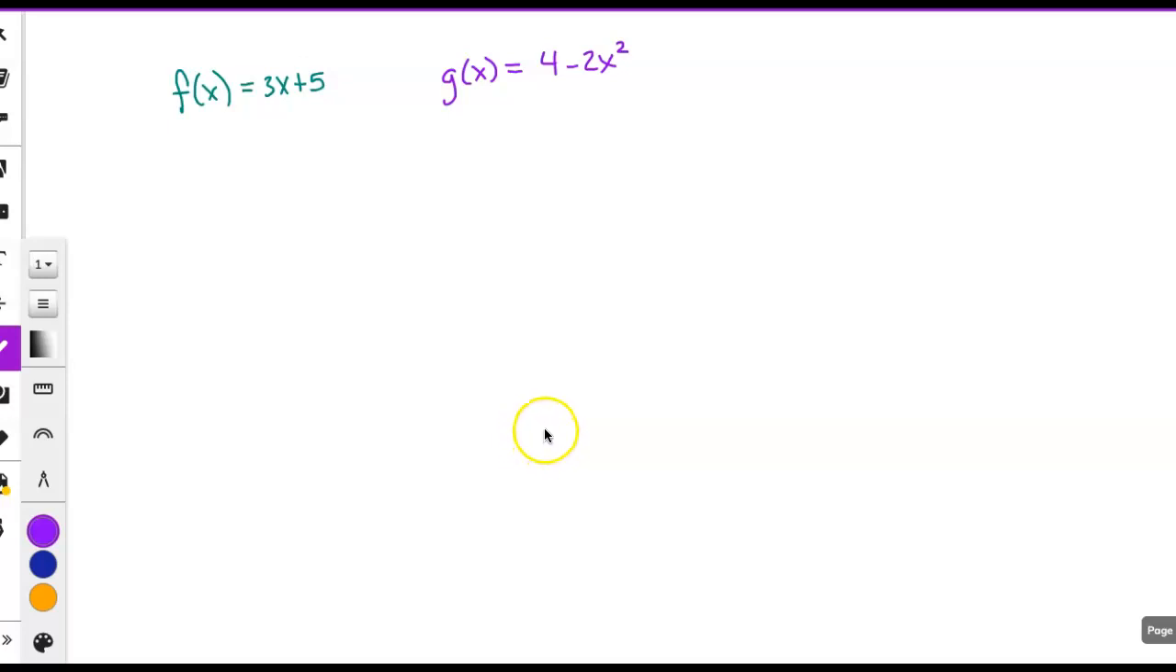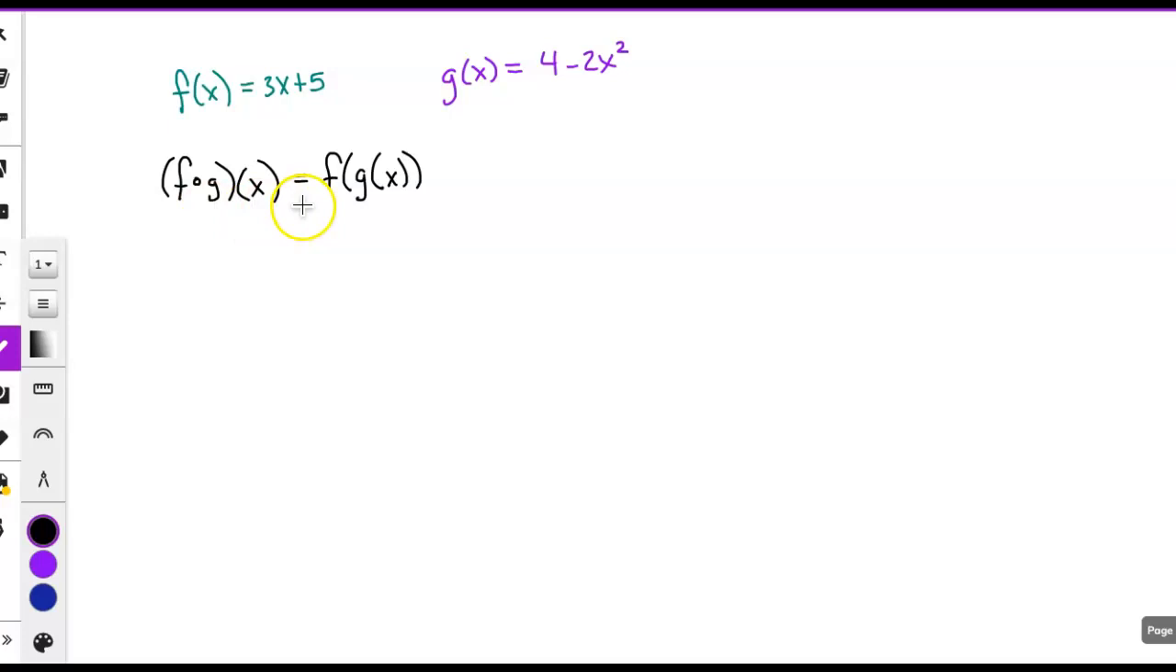All right, so I'm going to show you how to do what's called compositions of functions. So the first one that I'm going to do is f of g of x. And that's typically written like this. So it goes f of g of x. And what that means is put the g function into the f function.